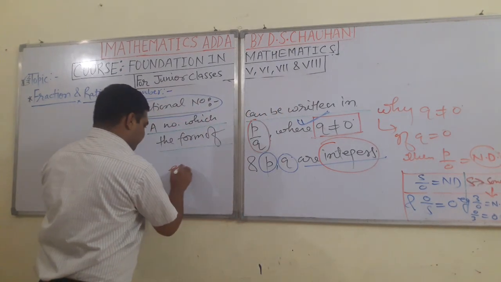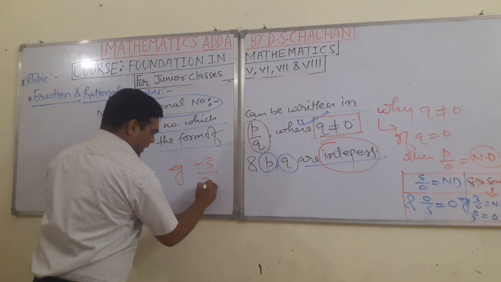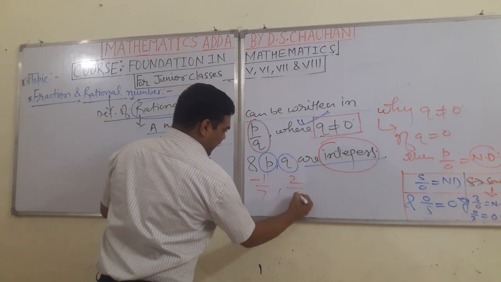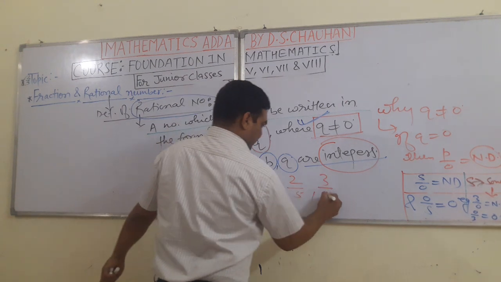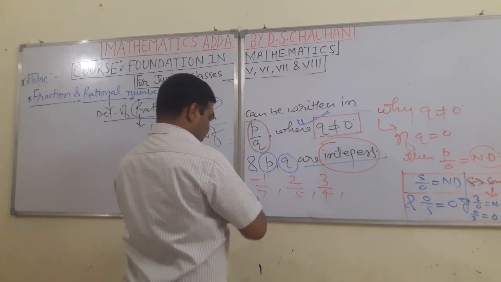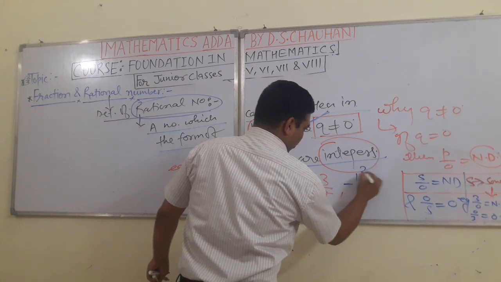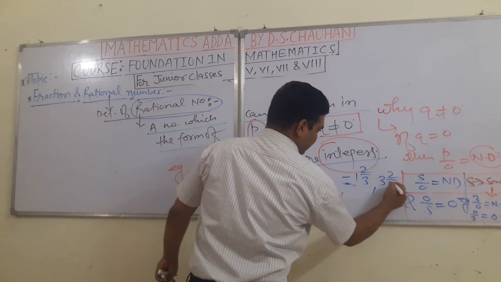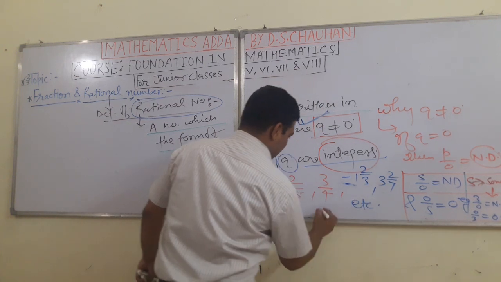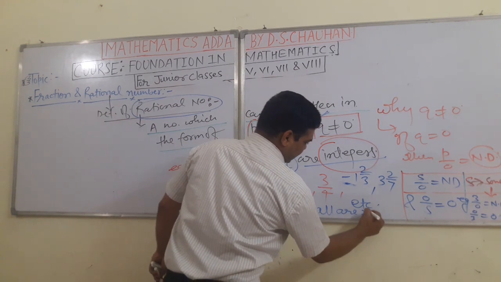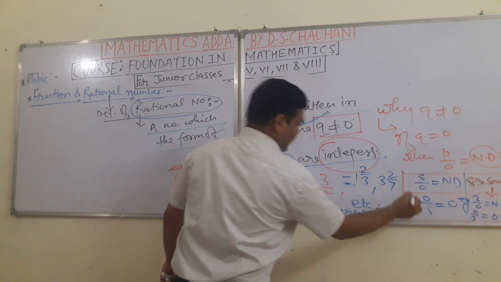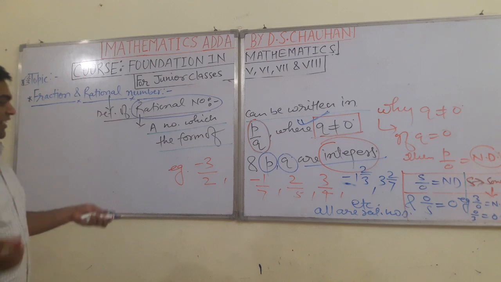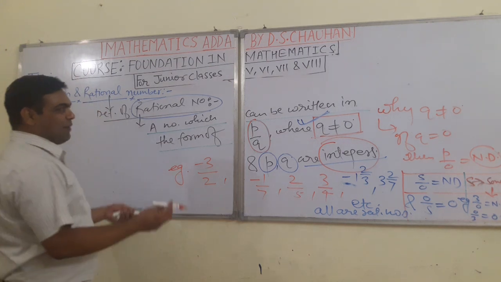For example, minus 3 by 2, minus 1 by 7, 2 by 5, 3 by 4, minus 1 whole 2 by 3, 3 whole 2 by 7, etc. All are rational numbers. Now, why are all these rational numbers? Big question. Try to understand. I am telling you easily, one by one.